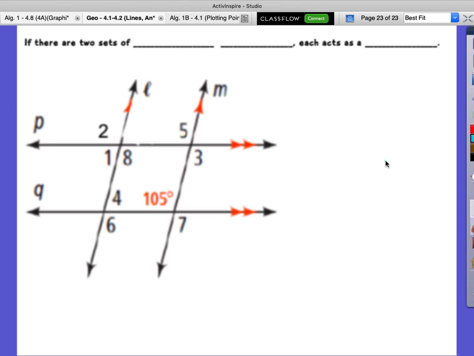Okay. So, over here we see a lot going on right now, okay? Kind of looks like a tic-tac-toe square, slanted, okay? Or a hashtag slanted, okay? So, anyway, if there are two sets of parallel lines, each acts as a transversal.